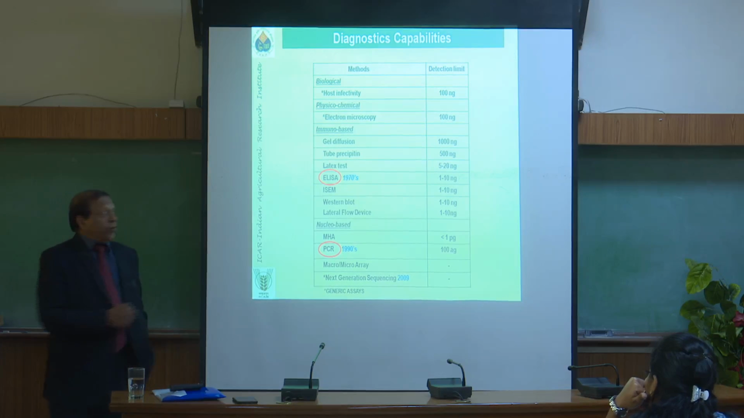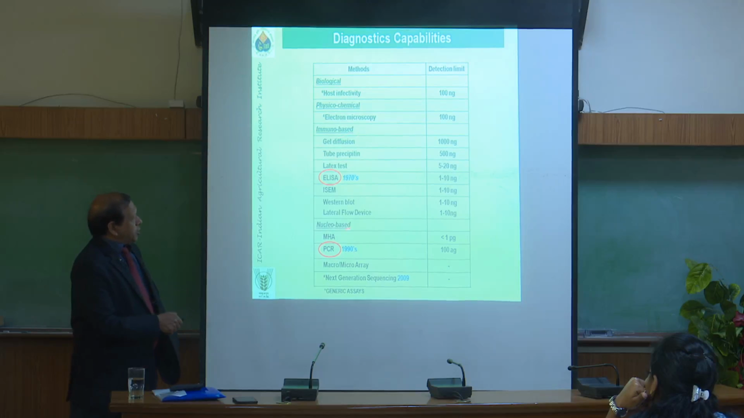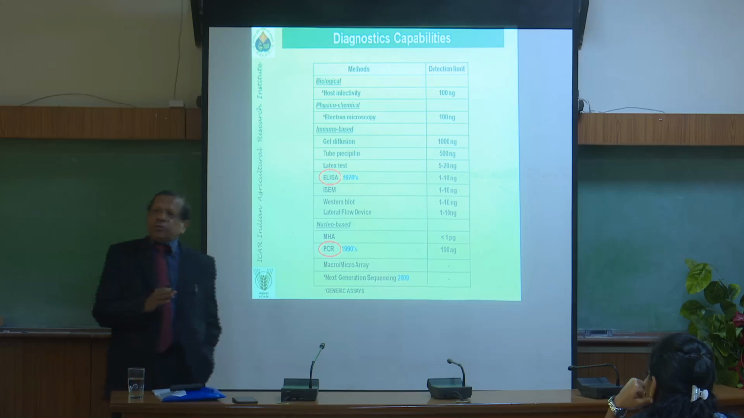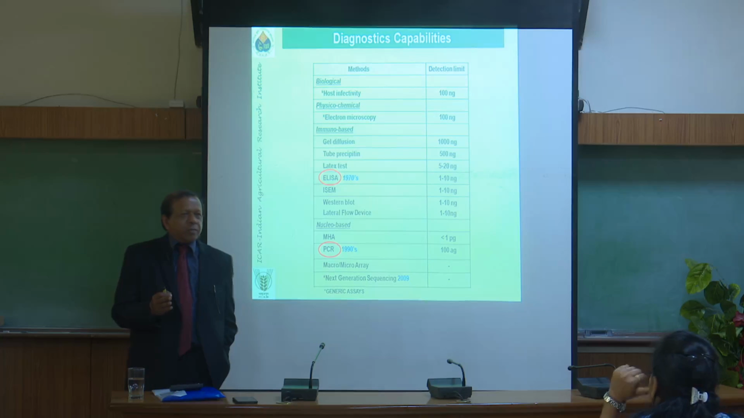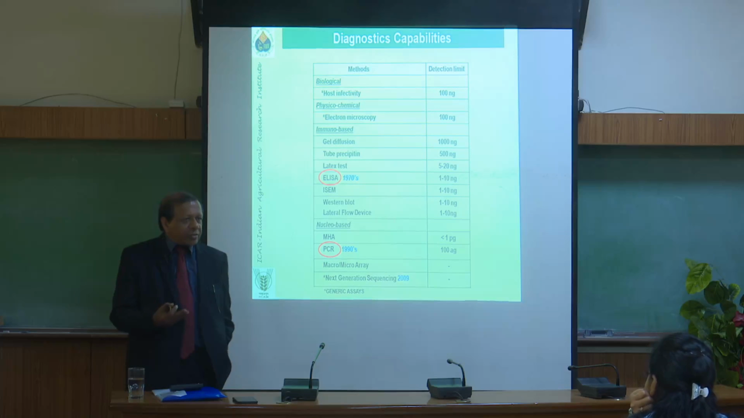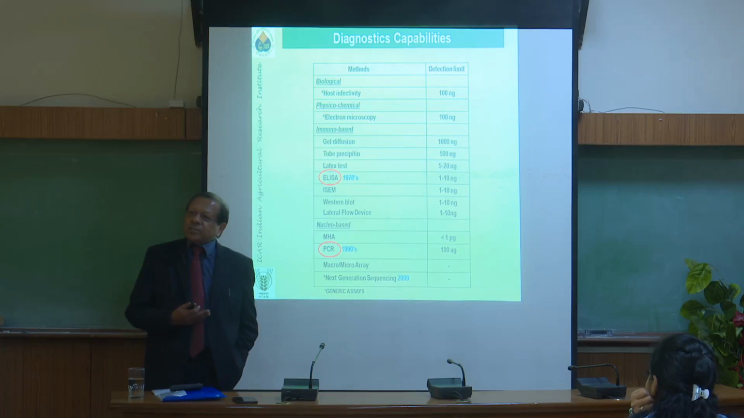Now, if you talk about immuno-based diagnostics, or nucleic acid-based diagnostics, whether PCR or molecular hybridization, you can only know the known viruses. Suppose you want to do serology, you must have antibody. Antibody you can have only for the known viruses. Similarly, if you have to do PCR or molecular hybridization, you should have primers. Primers you will know only for the known viruses. But what about unknown viruses?